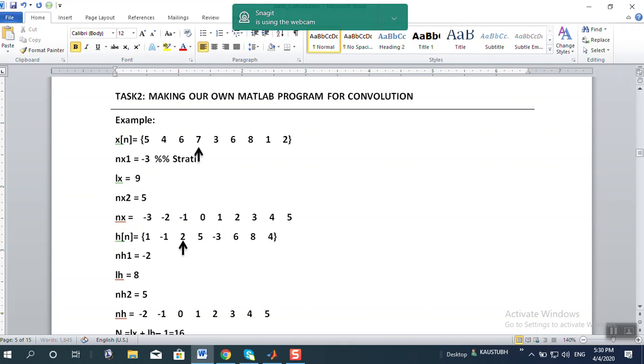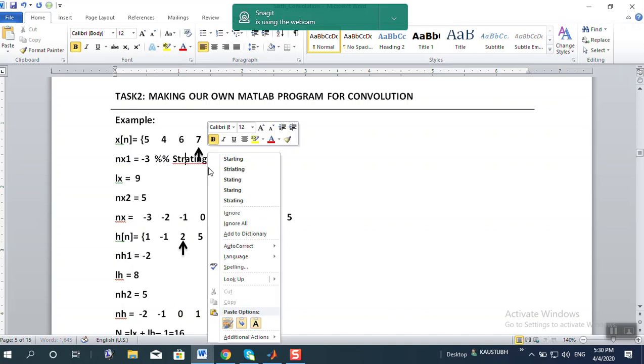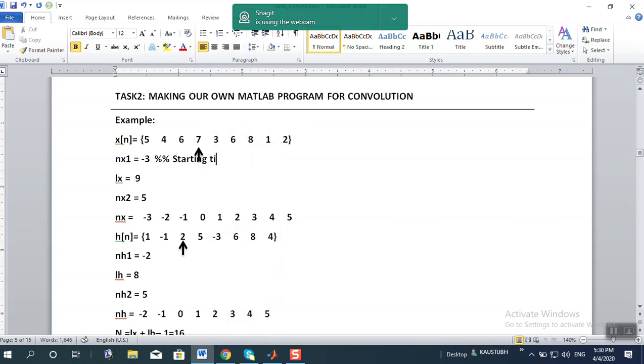starting time index of x of n, and lx is the number of samples in x of n. And so how do we calculate this?